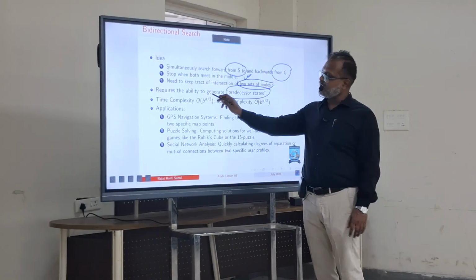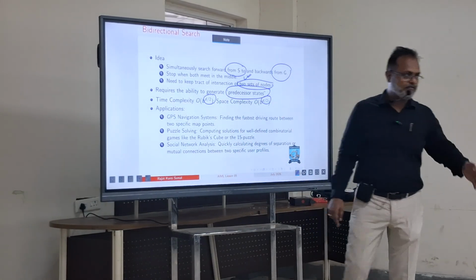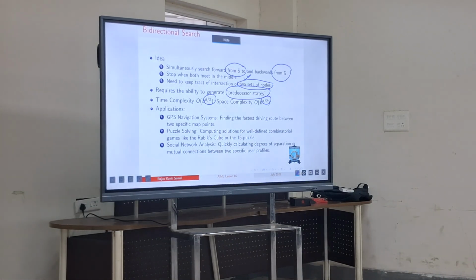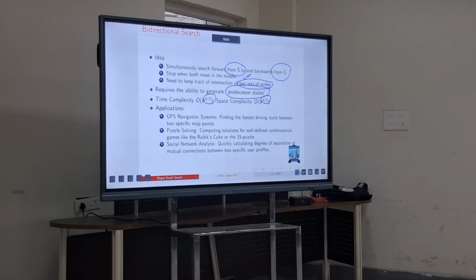Now time complexity reduces by half, not exactly by half. It was earlier b to the power d, but now it is b to the power d by 2, because you are traversing from both directions. So whenever you face a similar problem where the goal is clear, you try to find the solution from the goal side also.